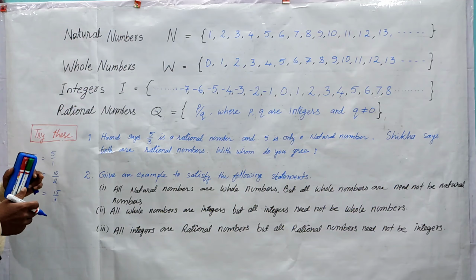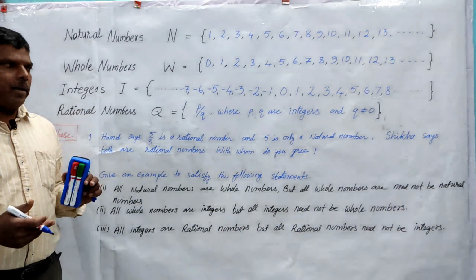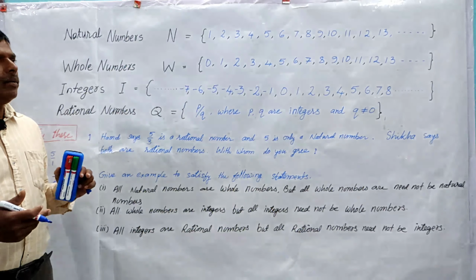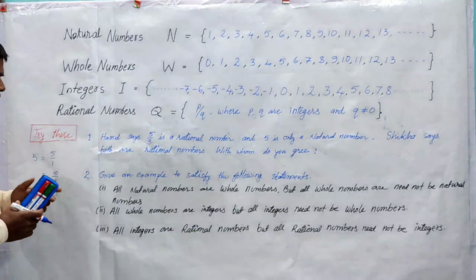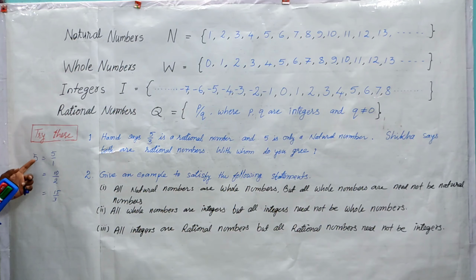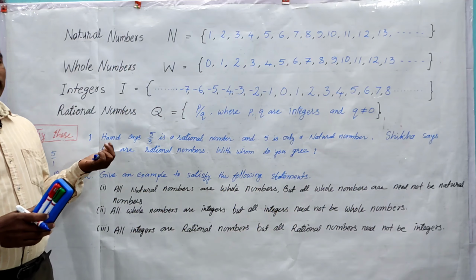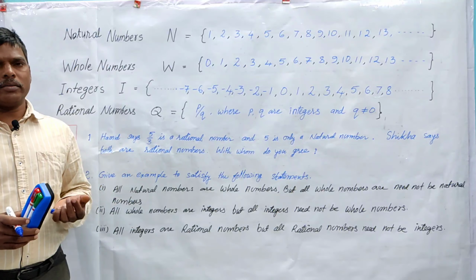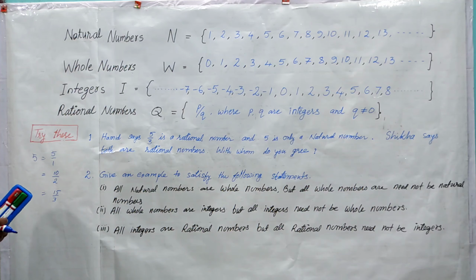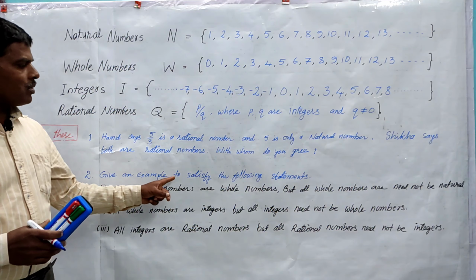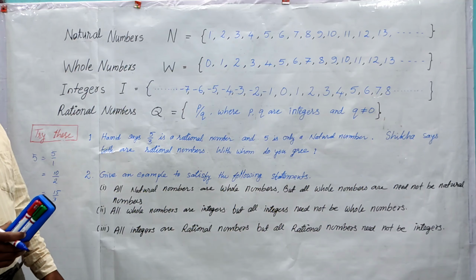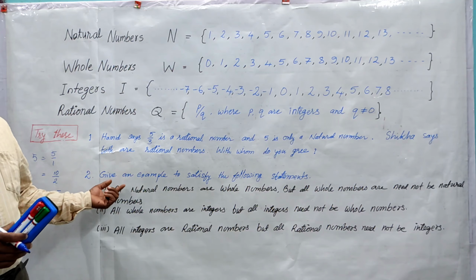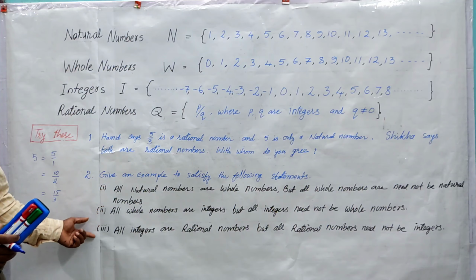So therefore we have to agree with Shika. Shika says both are rational numbers. So here 5 by 3 and 5 are both rational numbers. So I agree with Shika. Now the second question: give an example to satisfy the following statements. We have to give examples for the following statements. There are 3 statements.